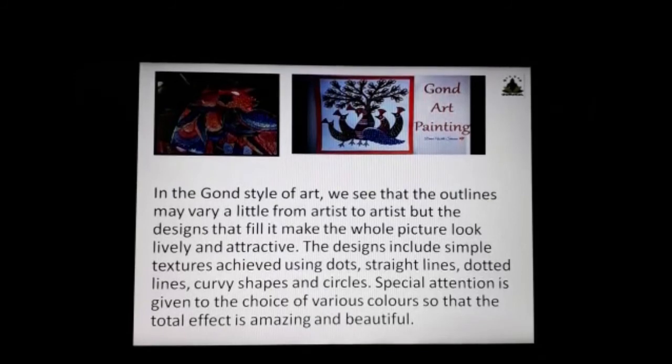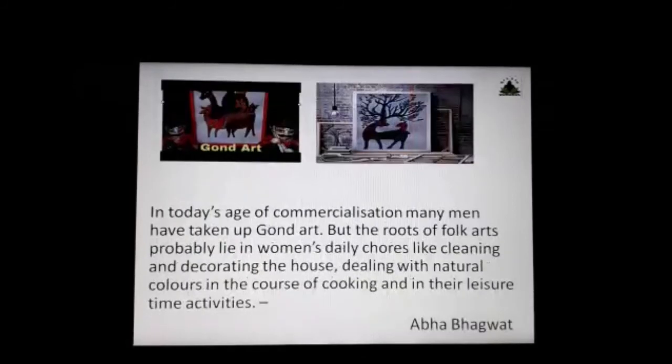You can have a look at the color combination, children. There are two different types of pictures. You can see the use of curvy lines, the dots, and circles. Somewhere here and there are lines, and then dotted lines are there. So they make use of all these things to draw their art. And they say special attention is given to the choice of colors. That is the life of their painting, so that the total effect is amazing and beautiful.